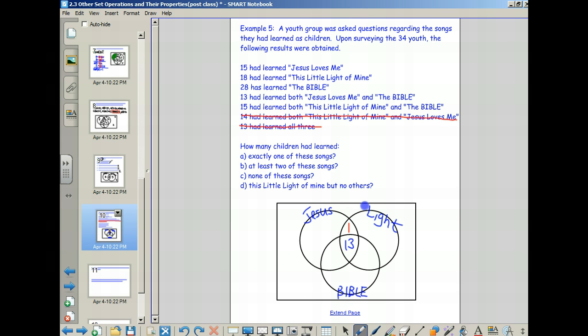All right, the next one. 15 had learned This Little Light of Mine and the Bible. So that's the right-hand side. Is it 2? Yes, it is. All right, so there's my 2. 13 had learned both Jesus Loves Me and the Bible. So I need a 0 on this one. It's okay, we can have zeros.